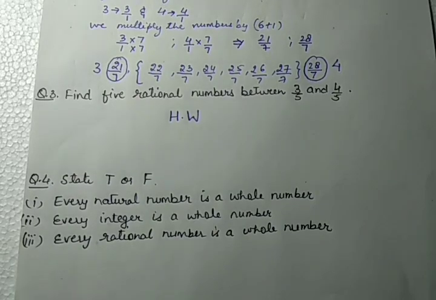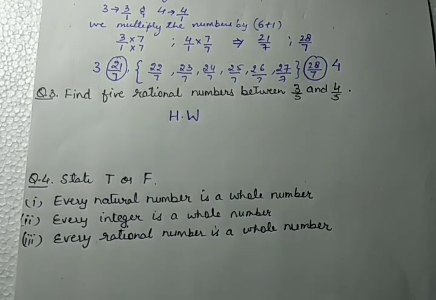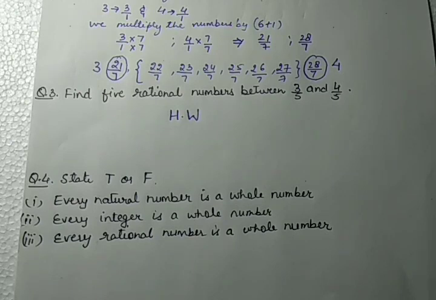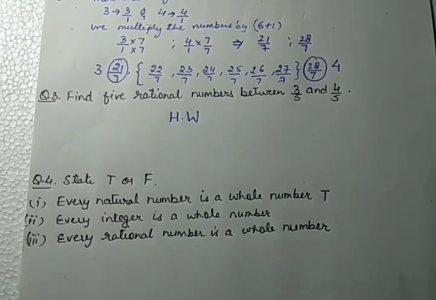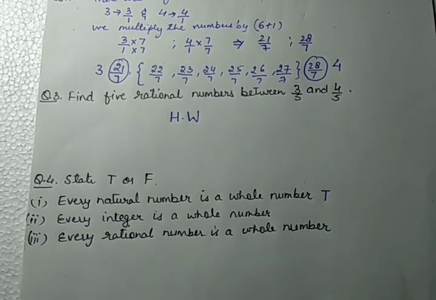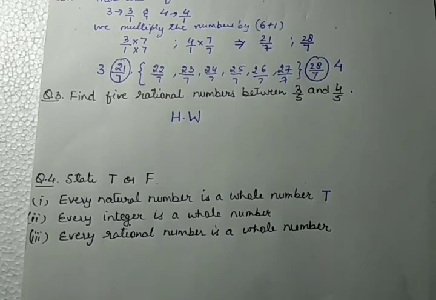My dear students, natural numbers are the numbers which can be counted, like 1, 2, 3, so on up to infinity. These are natural numbers. Counting numbers are called natural numbers. And what about whole numbers? Whole numbers are the natural numbers including 0. So whole numbers include 0 as well. So every natural number is a whole number. The answer will be true, because yes, all the natural numbers are whole numbers, and even whole numbers include one more number, which is 0.